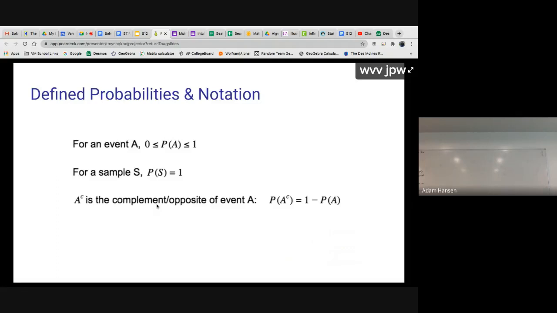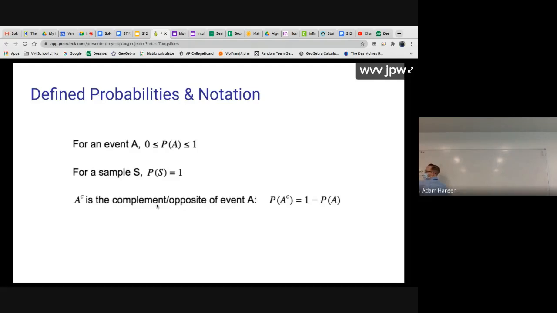Talk about complementary events. A to the C is the complement or opposite of event A. Complementary events are just the opposite. The probability of the complement of A is 1 minus the probability of event A. This should make sense to you. The probability of an event plus the probability of its opposite has to add up to 1.